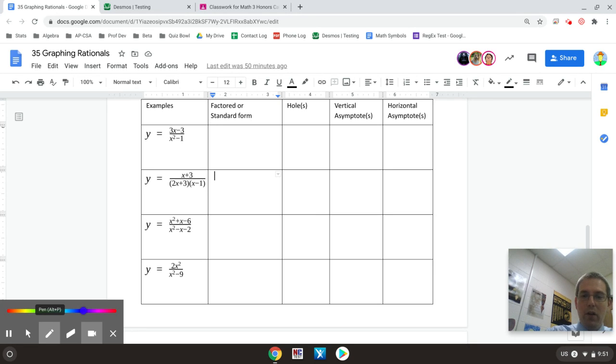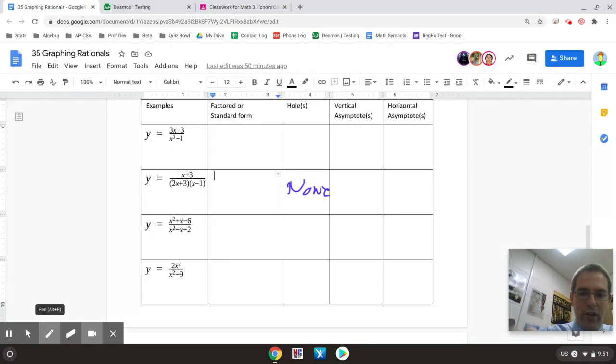But when I'm looking for my holes and vertical asymptotes, remember a hole is created by a factor that cancels out. In this case, the 2x plus 3 and the x plus 3 don't match, so they don't cancel. So there are no holes. So I'm just going to put none for holes.